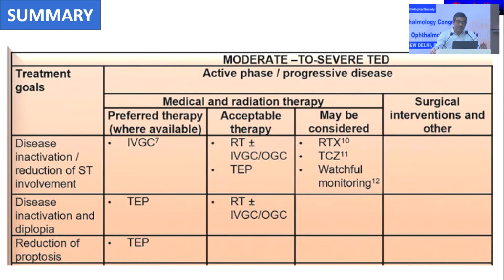Teprotumumab is again a first line agent that can be used, but it is not available and is costly. If it is without diplopia, IV glucocorticoids alone can be used. If it is along with diplopia, either high dose IV glucocorticoids or they should be combined with radiotherapy. If the patient is not responding, then tocilizumab and rituximab are the alternatives, second line agents.